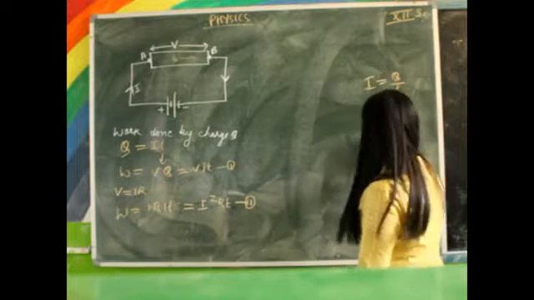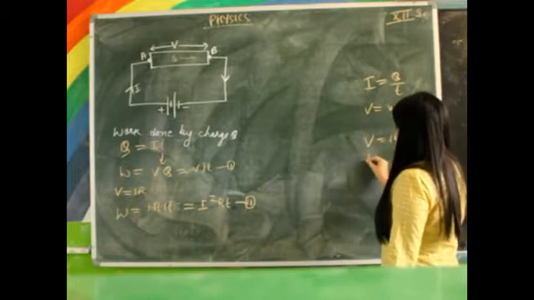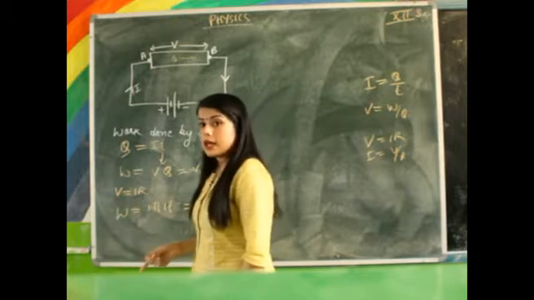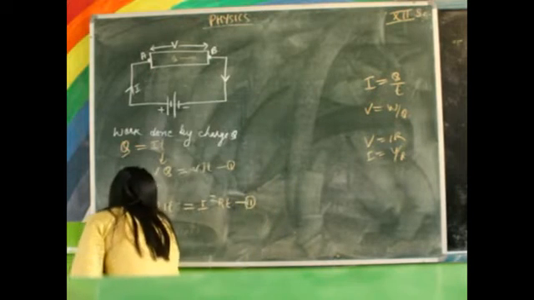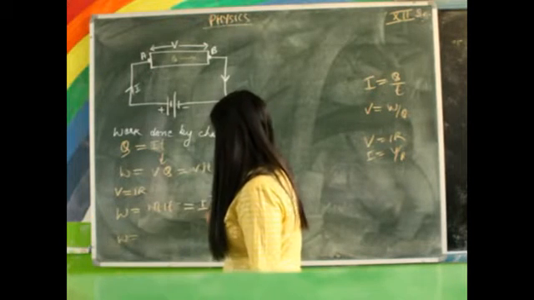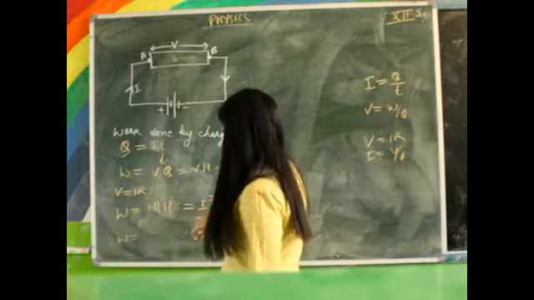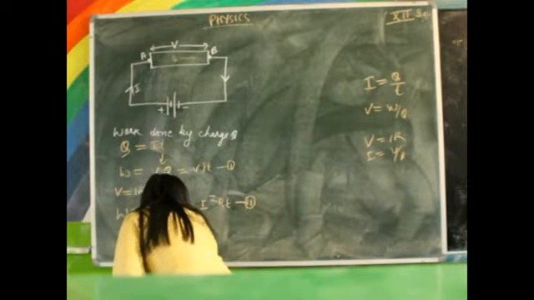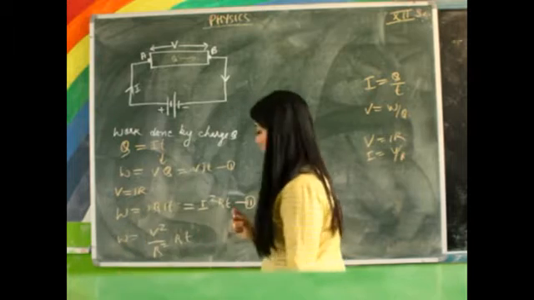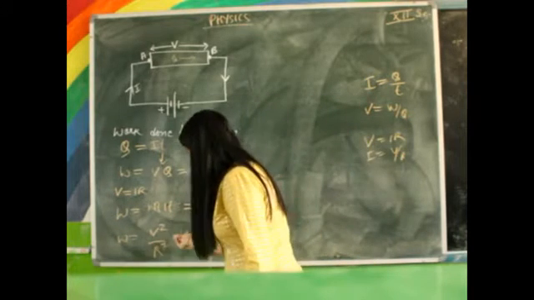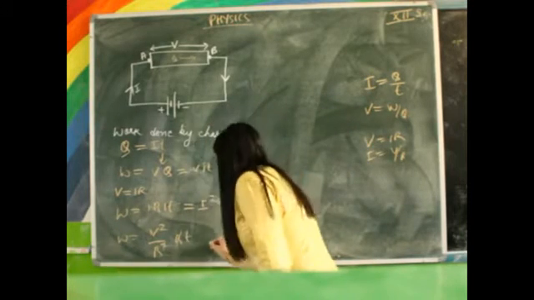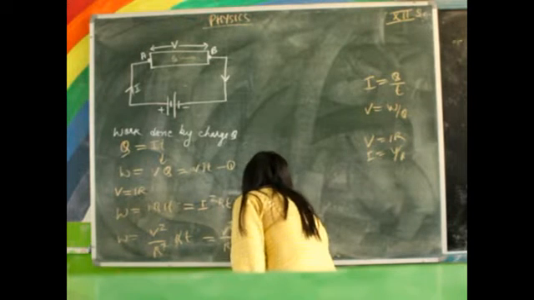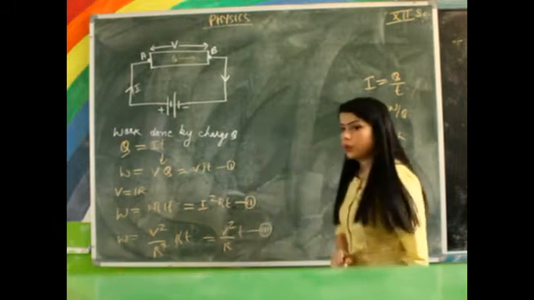Now from Ohm's law itself, if V is equal to IR, then I is equal to V by R. Now in place of I, if you write V by R, what will be the equation of work done? In place of I, we are writing V by R. One R will get cancelled, so what we get is V squared by R into T. This is the third equation for work done.